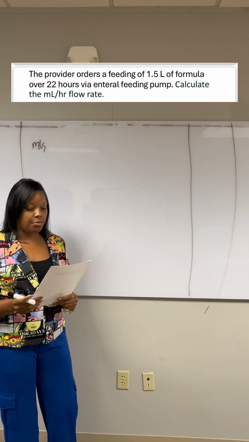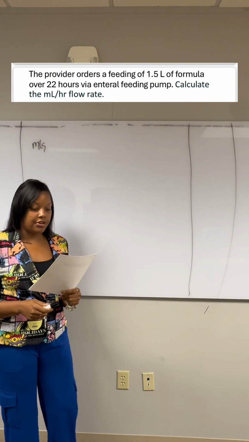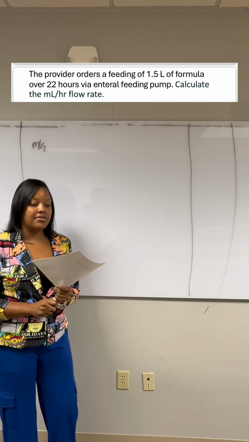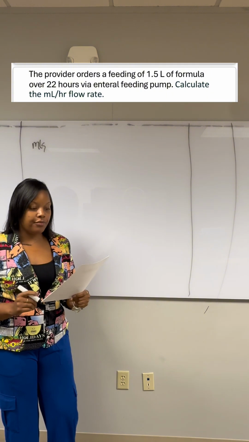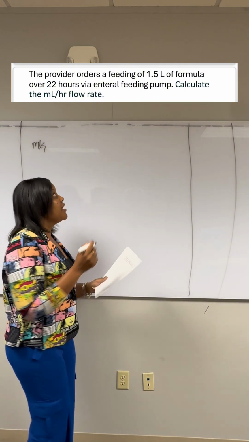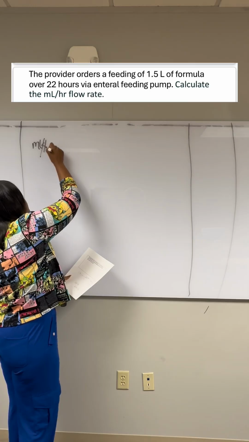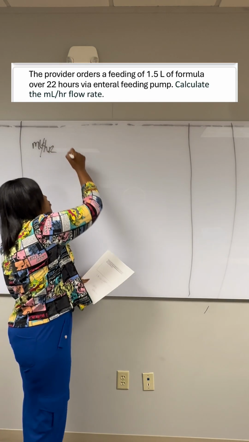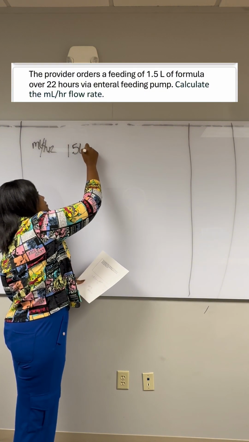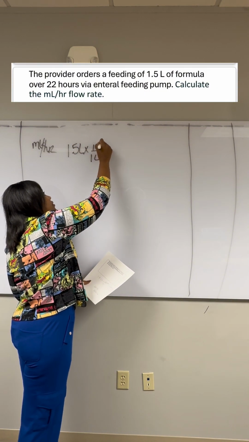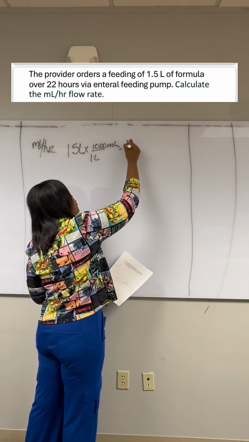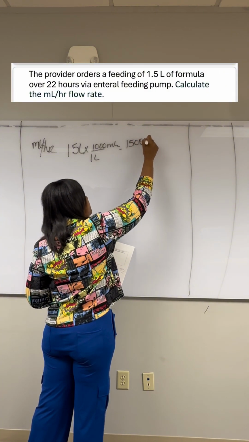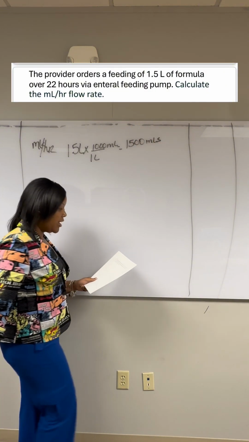The question says, the provider orders a feeding of 1.5 liters of formula over 22 hours via the feeding pump. Calculate the mLs per hour flow rate. So all it's asking us is to calculate mLs per hour. First we need to get into mLs, right? So we got 1.5 liters. We know that 1 liter is equal to 1,000 mLs. So we're gonna multiply 1.5 times 1,000, and that's gonna get us 1,500 mLs.